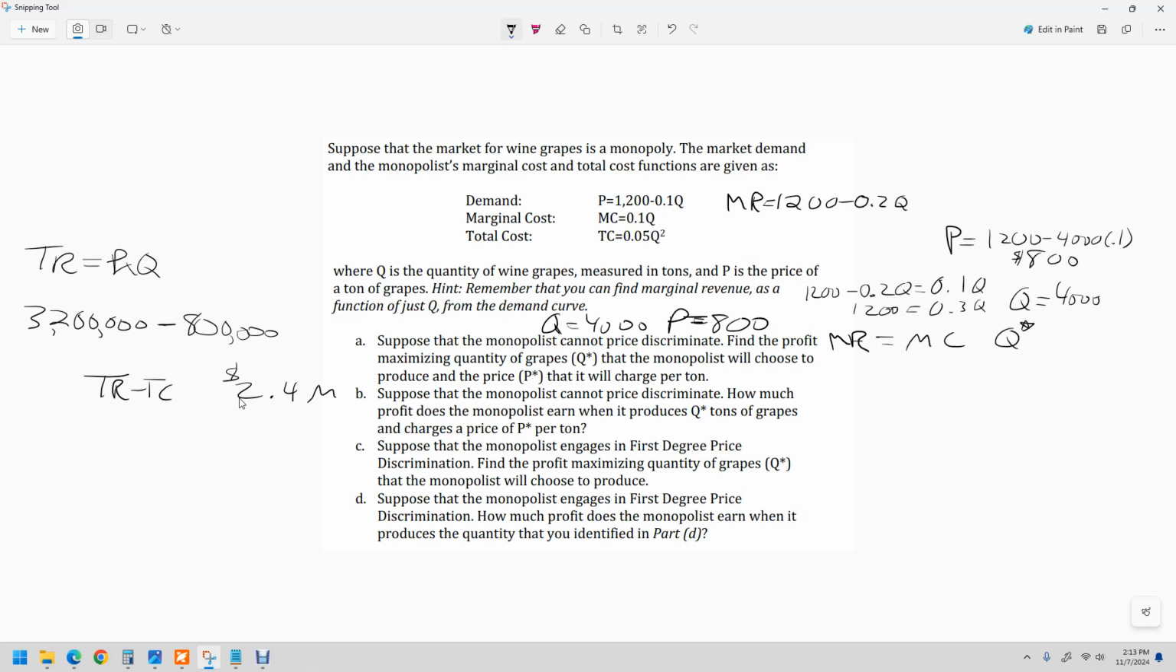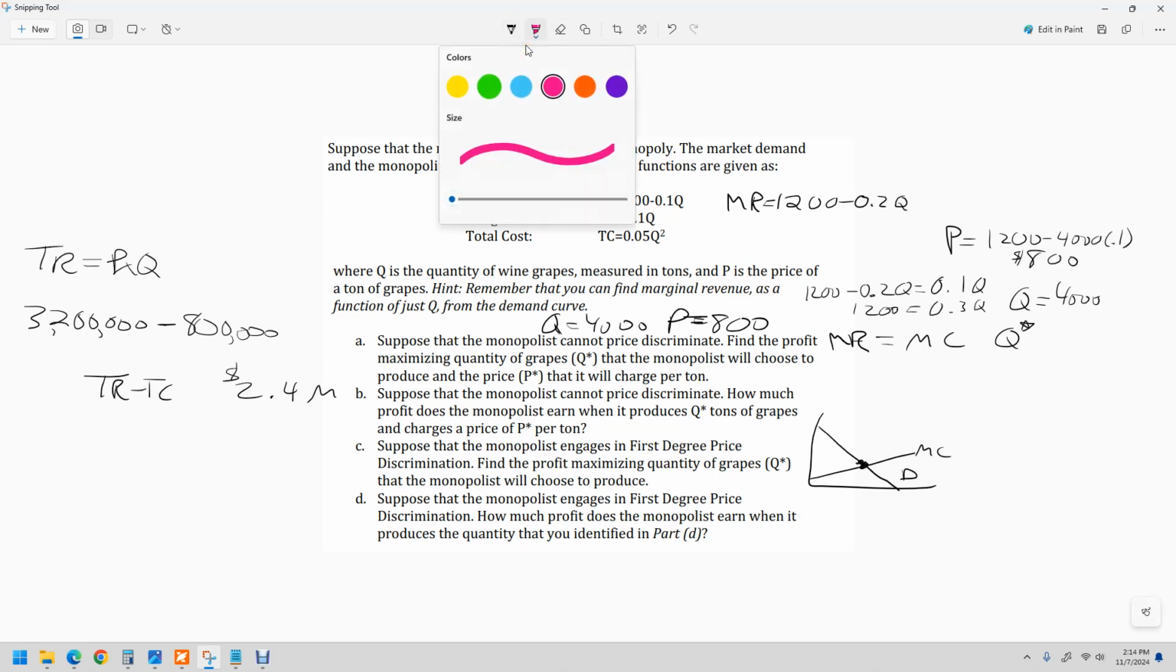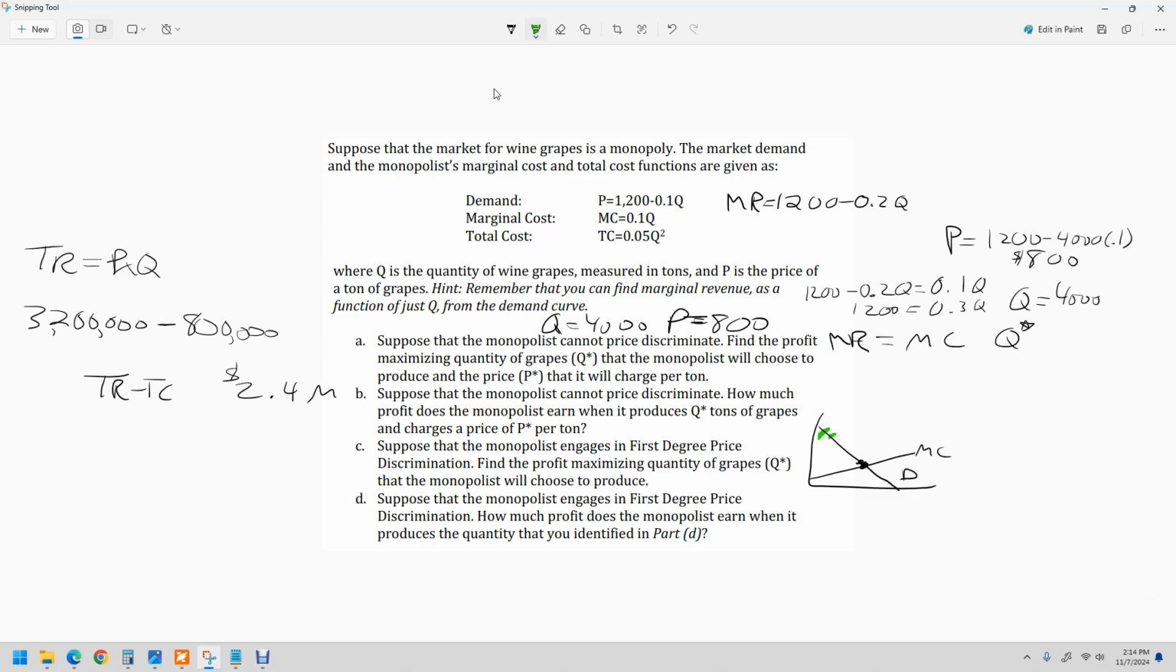C. Suppose the monopolist engages in first-degree price discrimination. Okay, we got to know what that means. What it means is everybody's going to pay their spot on the demand curve. So you're going to find wherever MC equals demand, and then everybody's going to pay exactly what their price is all the way on that demand curve.